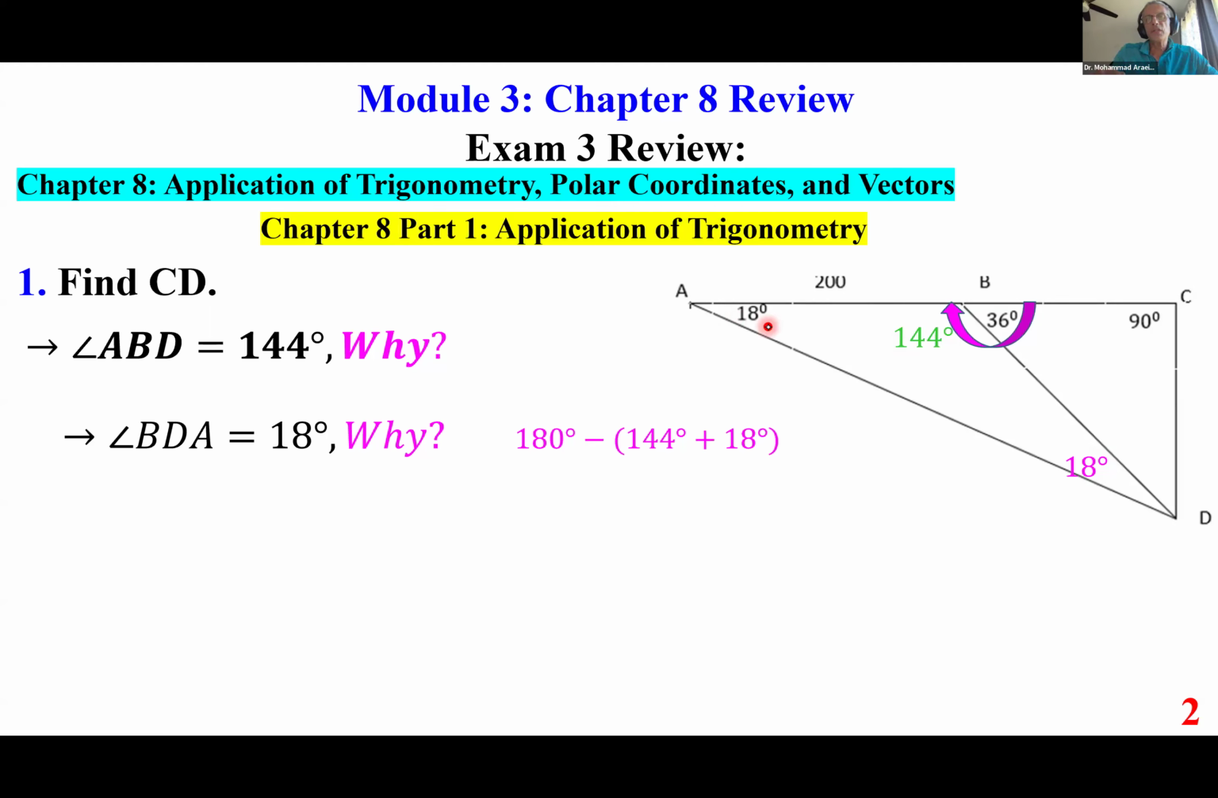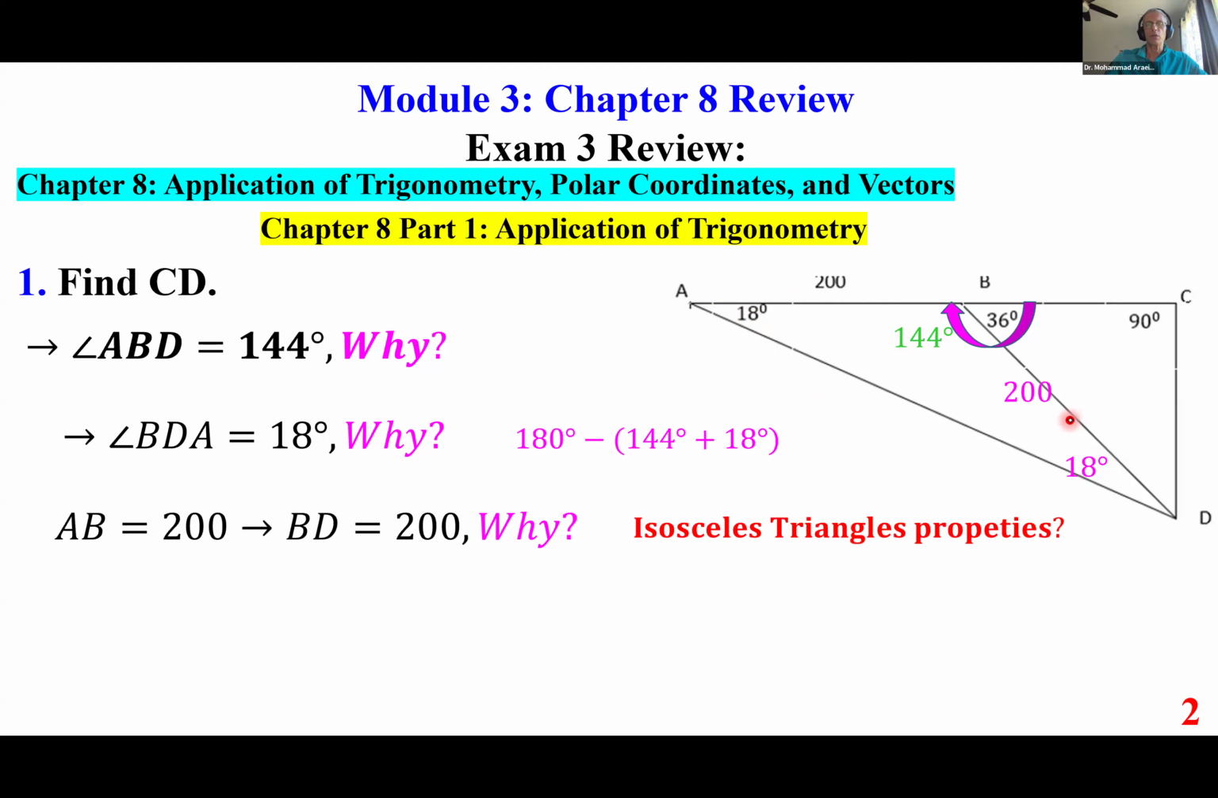All right, so if this is 18 degrees and this is 18 degrees, this side and this side must be identical. That means both must be 200 because this one is an isosceles triangle, right? So this must be 200. We are dealing with the isosceles triangle. If we have two angles that are equal, then the two sides must be equal.